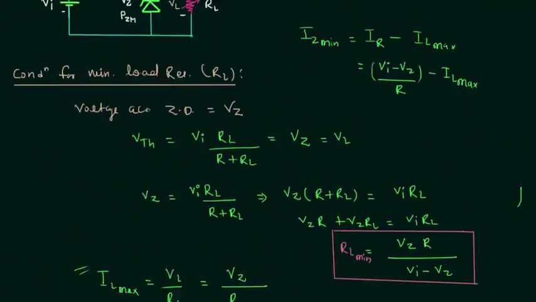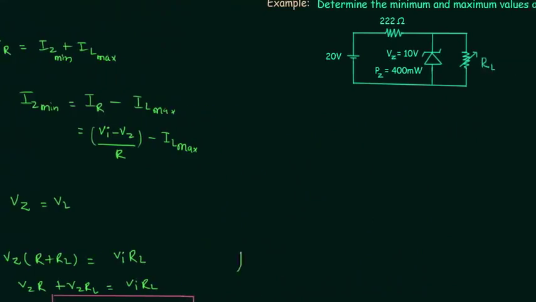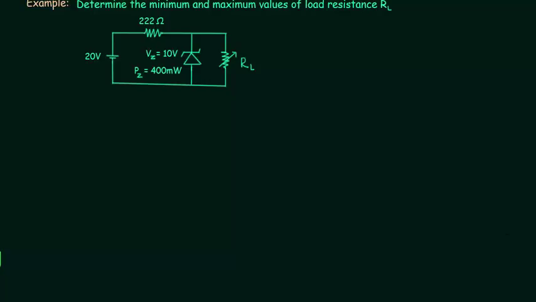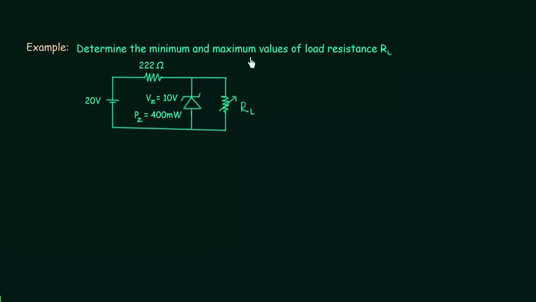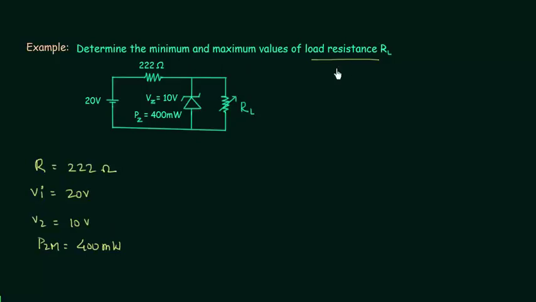problems. I will solve one numerical problem so that we can practice what we have learned till now. In this example we have to determine maximum and minimum values of load resistance. This is the given circuit. In this circuit, R is equal to 222 ohms. R is the current limiting resistance. Vi is equal to 20 volts. You can see Vz is equal to 10 volts. PZM is equal to 400 milliwatts. These are the given values, and we have to calculate minimum and maximum values of load resistance.